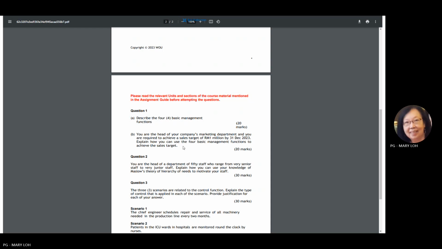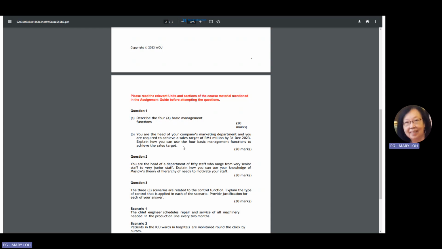And if, for example, you find that at the end of the year, you are not able to achieve the sales target of 1 million, you will need to carry out what we call corrective action to find out what went wrong. Okay, so how do we actually know that we didn't achieve the target? You look at the sales figure itself, right? You look at the market share. So at the end of the year, you look at your market share, has it increased? You look at your annual sales, and whether it achieved the targeted amount.